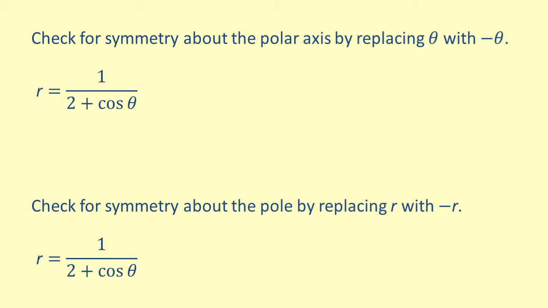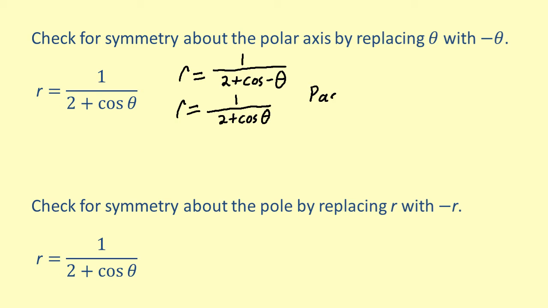Now let's look at another example. Let's check to see if r equals 1 over 2 plus cosine theta is symmetric about the polar axis. Remember, the curve is symmetric if replacing theta with negative theta in the given equation yields an equation that is similar to the original equation. Replacing theta with negative theta gives r equals 1 over 2 plus cosine negative theta. In the previous test, we saw cosine negative theta is equal to cosine theta. So, r equals 1 over 2 plus cosine theta. This is the original equation, so r equals 1 over 2 plus cosine theta is symmetric about the polar axis.